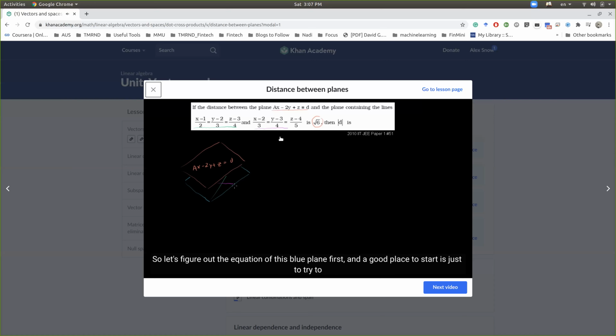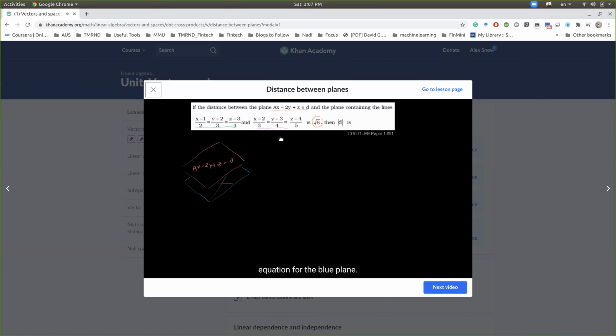And a good place to start is just to try to figure out two vectors on this blue plane. Then we can take the cross product of those two vectors to find out a normal to the blue plane, and then use that information to actually figure out the equation for the blue plane. So let's figure out first some points that sit on the blue plane.